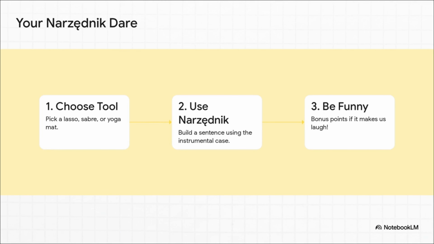Okay, so here it is. Your final mission. Your narzędnik dare. I want you to pick a tool. It can be a lasso, a saber, a yoga mat, I don't care, and then build a sentence using it in the instrumental case. And there's only one rule. You have to try and make it funny, because that's how this stuff really sticks in your brain.